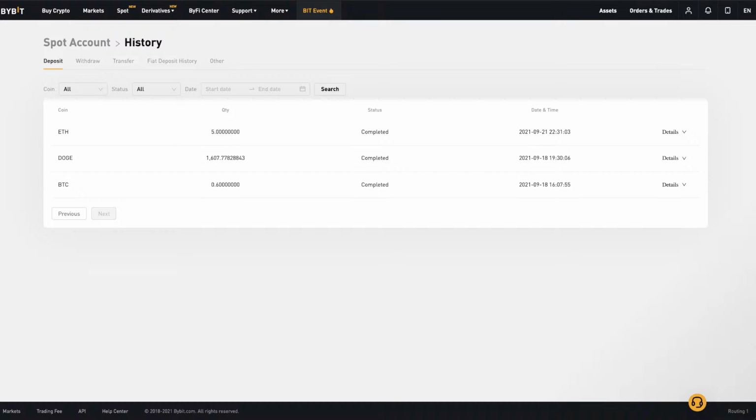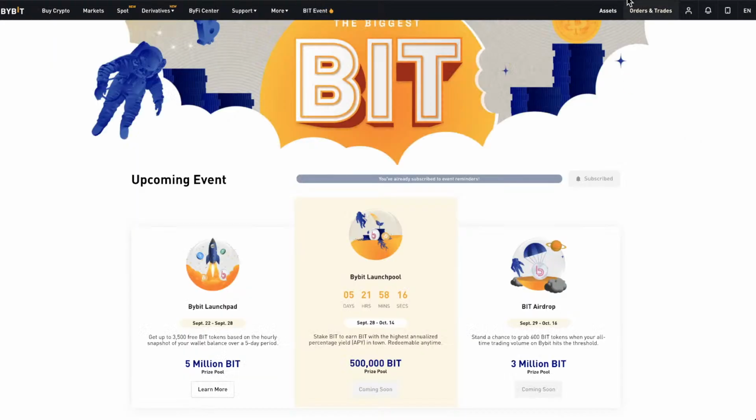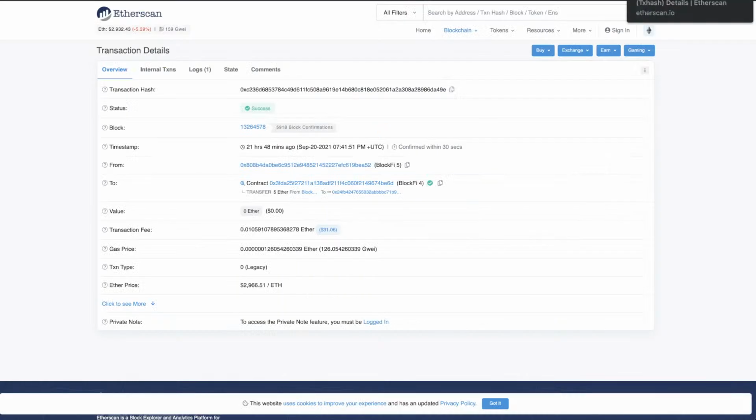How the hell is this page unresponsive? Too many pages. Let's get rid of this. Nope. Okay, get rid of this. I think I'm having some internet issues.